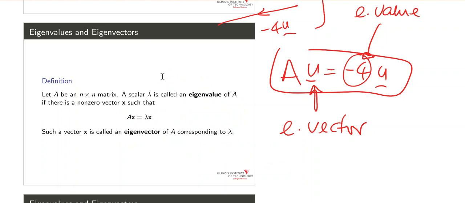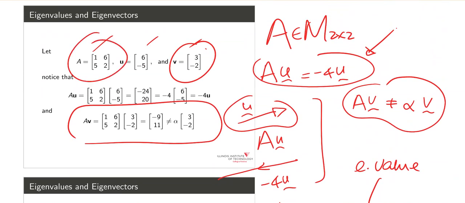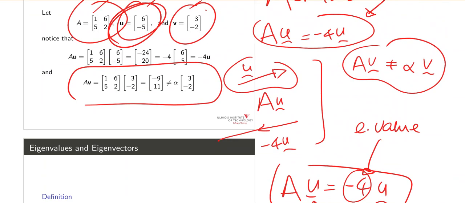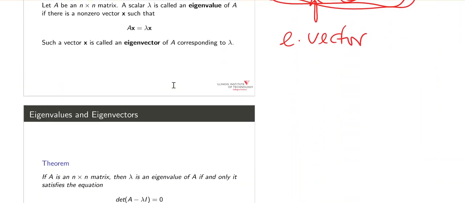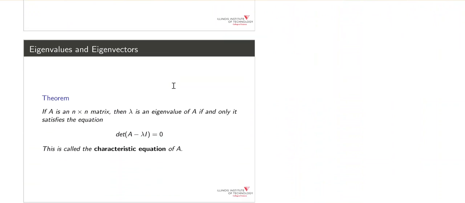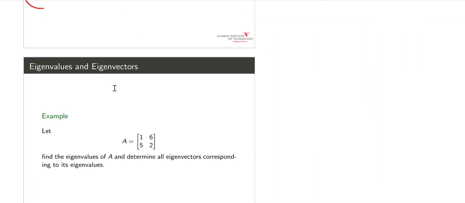So the question now is, given this matrix A, how do we find the special vector such that A of u is equal to minus 4u, and how do you find the eigenvalue? This is what we are going to do next. The theorem says that if you have a square matrix and you want to find the eigenvalues, you find them by computing the determinant of A minus lambda I and setting it equal to 0. This is known as the characteristic equation of the matrix A.